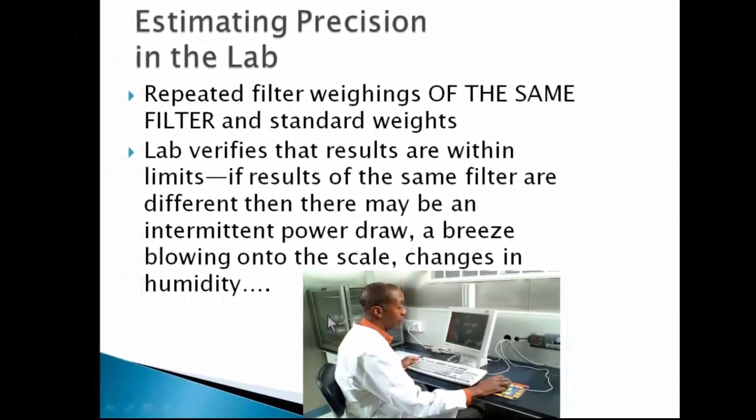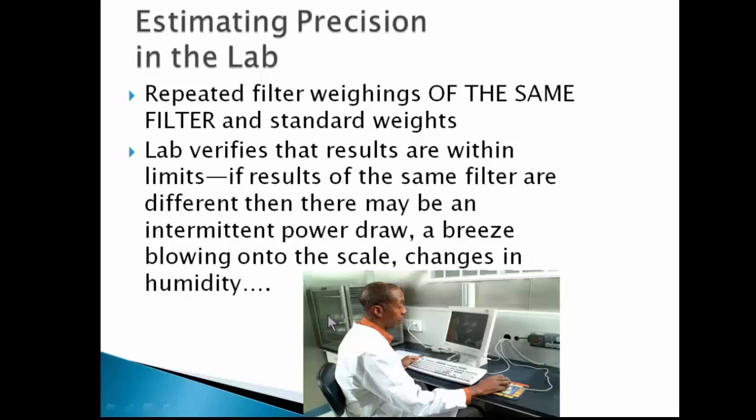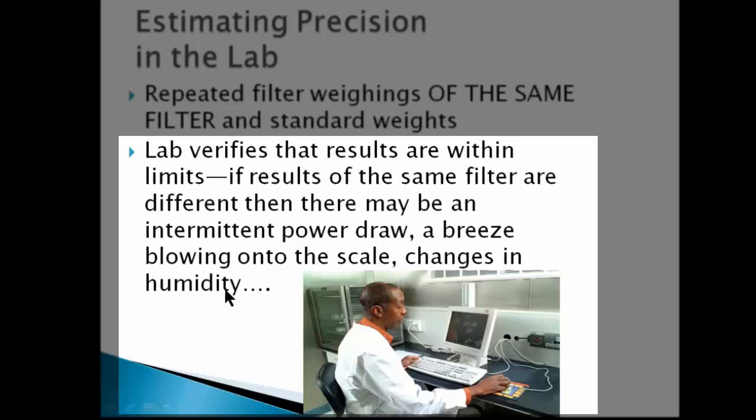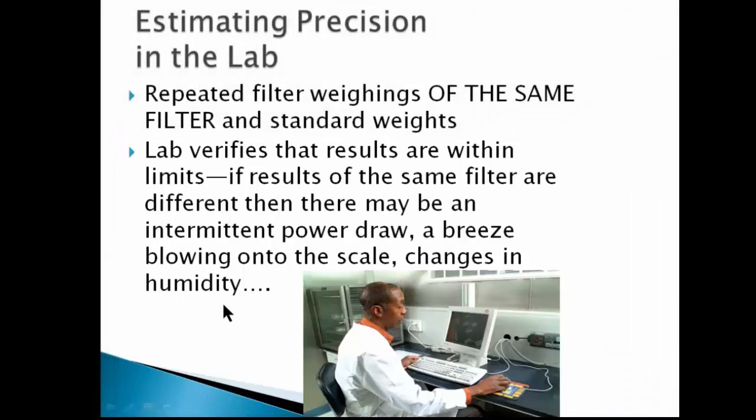And he has standard filters and standard weights, and he weighs them. And they're supposed to agree. Every time he weighs the same weight over and over again, it has to agree within plus or minus something. And if it isn't, then he knows that all the filters he weighed in that batch are suspect, and he needs to figure out what the problem was, fix it, and then weigh them again.